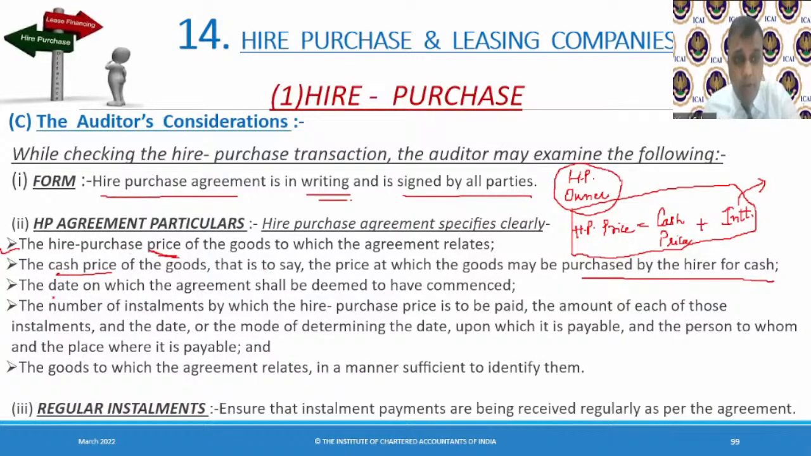The date on which the agreement shall be deemed to have commenced. Commenced means started. Deemed to have commenced means it will be considered as started now. The number of installments by which the hire purchase price is to be paid, the amount of each installment, the date or mode of determining the date upon which it is payable, the person to whom it is payable, and the place at which it is payable. Quite normal points.